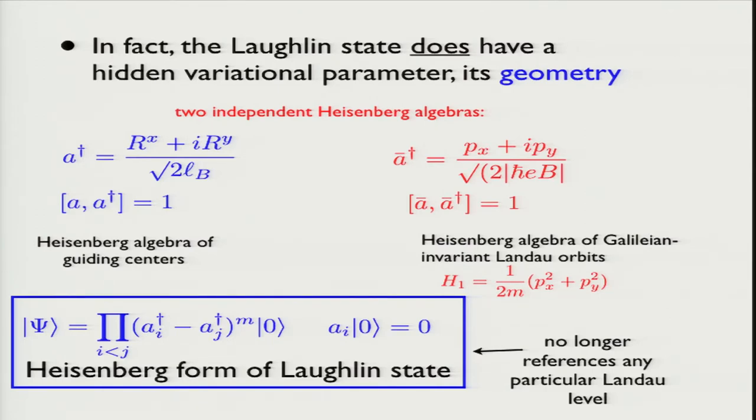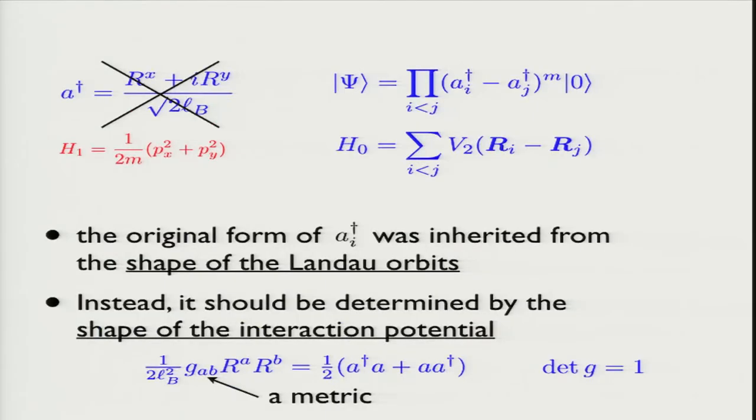You put that in, but of course the Heisenberg form of the Laughlin state is basically a holomorphic representation of the Heisenberg algebra, right? You make some choice of the A, you've got a vacuum, and you act on it with now not just simple A daggers, but a polynomial of A daggers. And of course, looking at it that way, you can see this structure has no particular reference to any particular Landau level. There was some historical baggage from harmonic oscillator Landau levels that made you think the form of A should be Rx plus iRy. But actually, of course, it isn't.